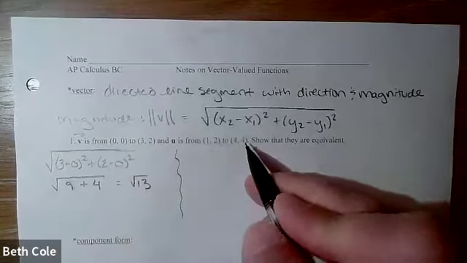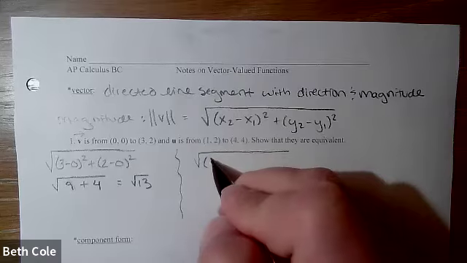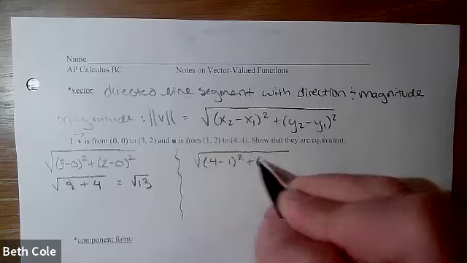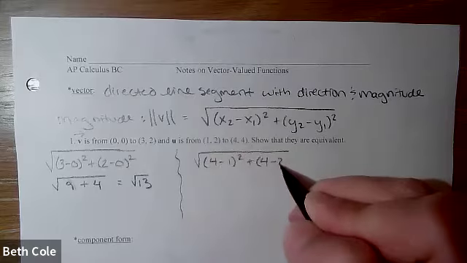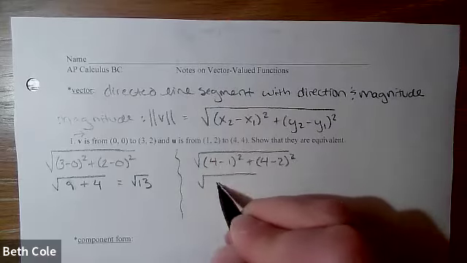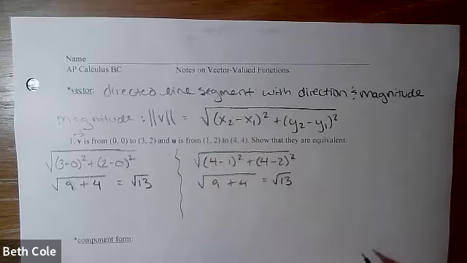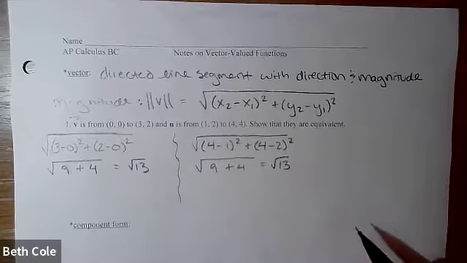I'm going to do the exact same thing with these two points. For the first one, we have 4 minus 1 squared, and then 4 minus 2 squared for our y values. Again, you'll see it comes out to 3 squared, which is 9, 2 squared, which is 4, and square root of 13. So they have the same magnitude or distance.